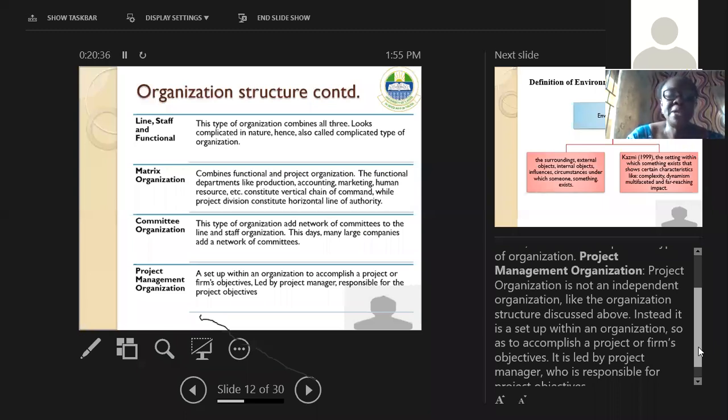Now, the project management, like I have just explained, is a setup within an organization that is simply to accomplish a project firm's objective. Project management, that is what they engage in, but they appear in the organizational structure.